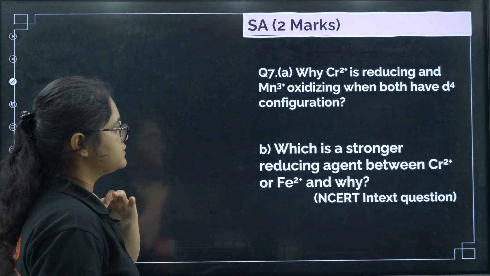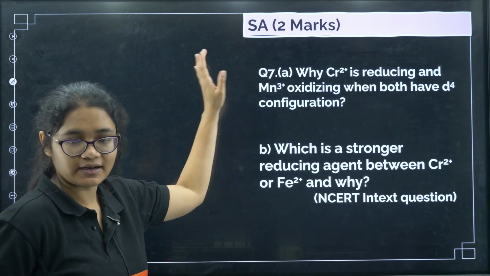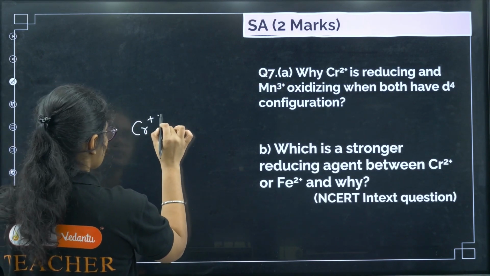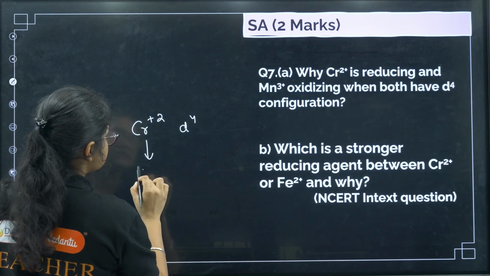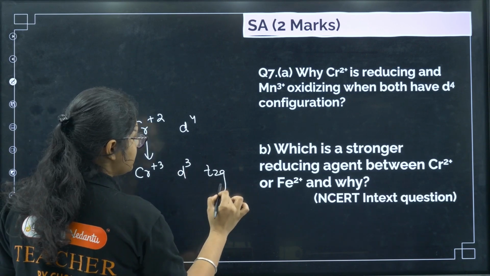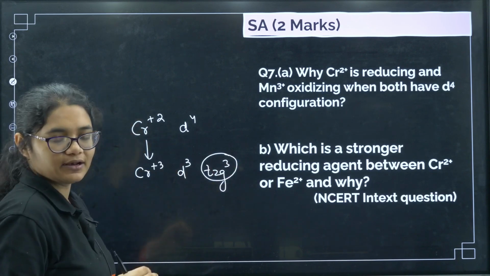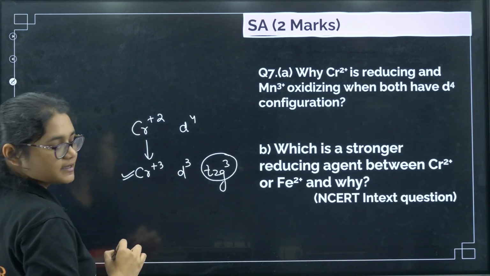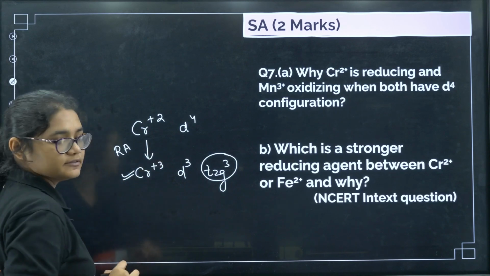Next, Cr2+ is reducing, whereas Mn3+ is oxidizing, when both have d4 configuration. This I will explain first, then I will show you how to write the answer. If you see Cr2+, it is a d4 configuration. If it is getting converted to Cr3+, it will have d3 configuration, a stable t2g3 configuration. Now you see this t2g3 configuration has lower energy and is exactly half filled. So that is why it is more stable in Cr3+. So what will happen? It will undergo oxidation. When it is undergoing oxidation, it will behave as a reducing agent.